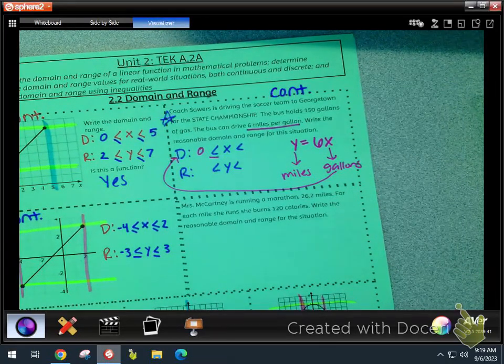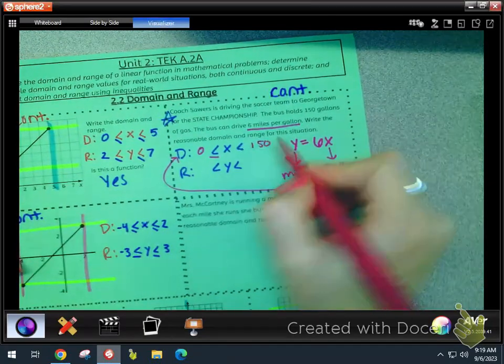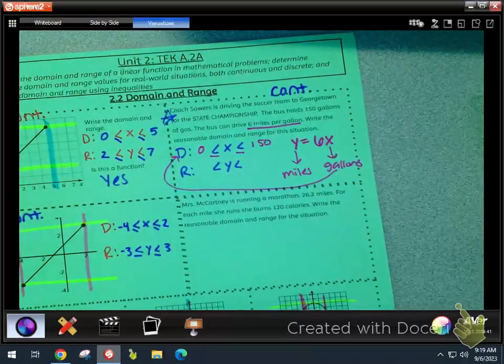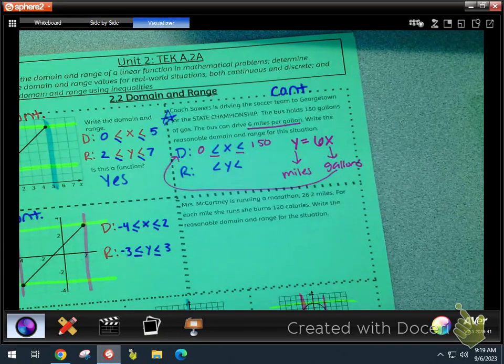How did you know the upper boundary is 150? Because it says it holds 150. Because it says that in the problem. The bus holds 150 gallons of gas. So that's the most amount we can have. So this is representing, hey, what's the possibility of gallons of gas we can have on the bus? And that's our domain. And we're done with domain. Are we okay with that? But we had to interpret that X is talking about the possibility of how many gallons of gas we can hold.